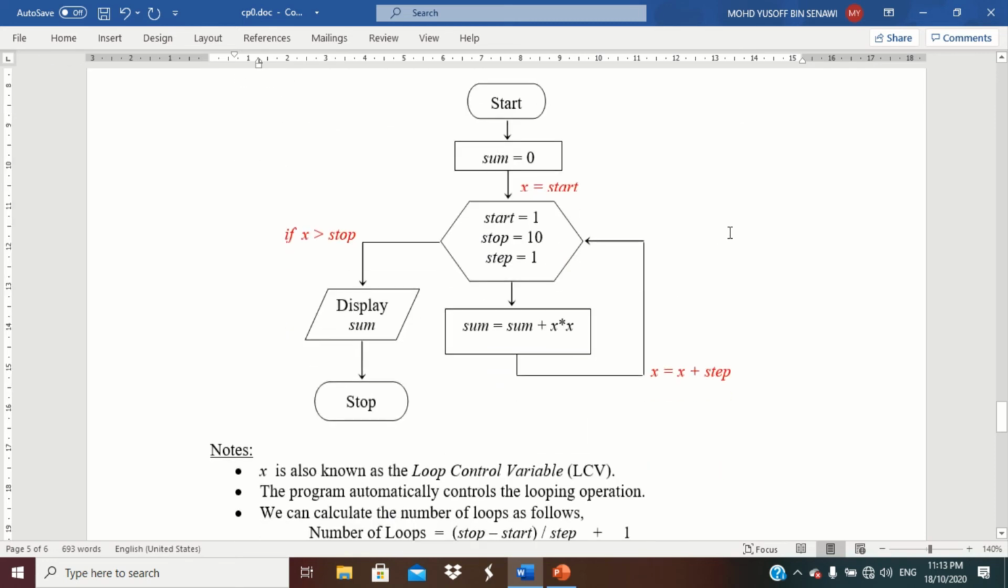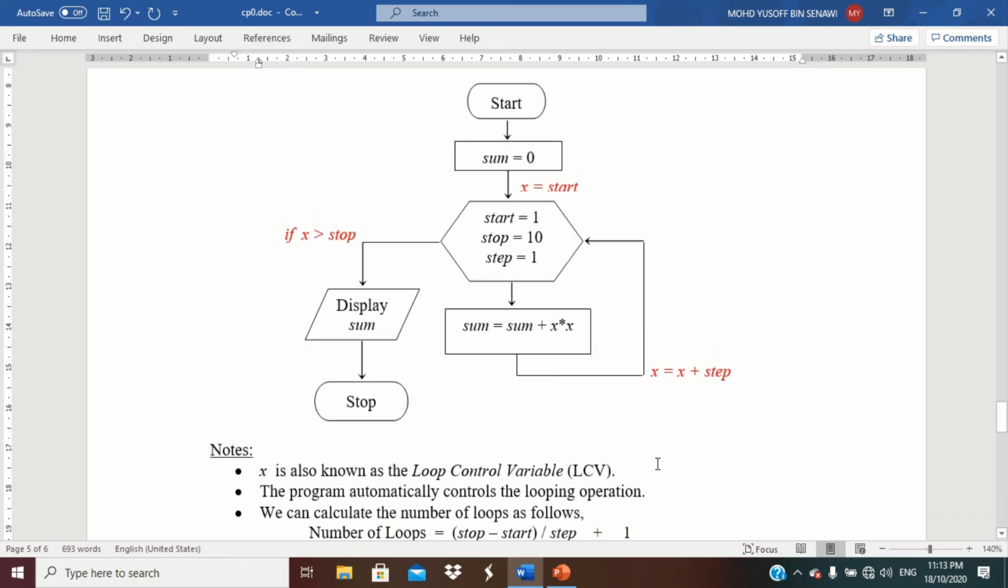This is the flowchart for counted loop operation. Initialize sum to 0. X starts with 1, ends with 10. Each loop increment x by 1. Once x is greater than the stopping value 10, exit the loop and display the cumulative sum.